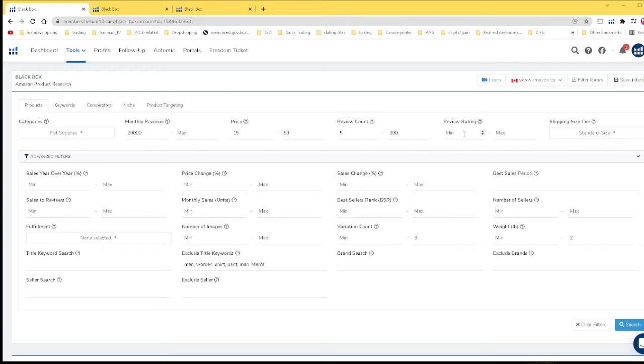Rating, this is review rating, which means what rating you want to look for. I would say minimum 3, because anything below 3 would be really problematic, because probably that item is having so much trouble unless you want to improve them. But I would say 3 would be a good startup. And then of course, I always pick the standard size in order to be cost efficient and have less shipping costs.